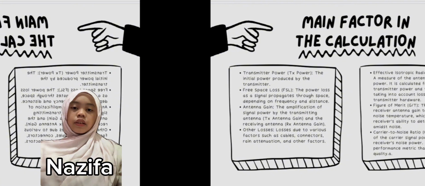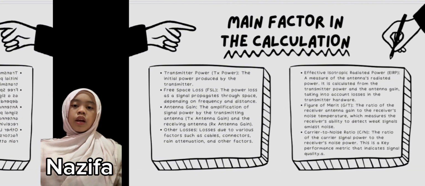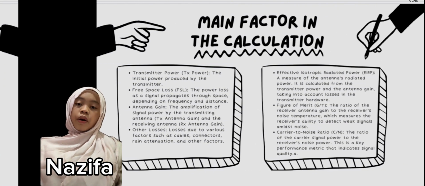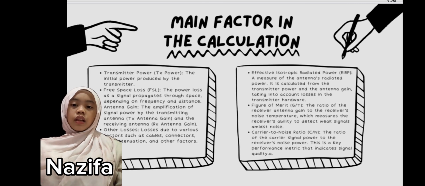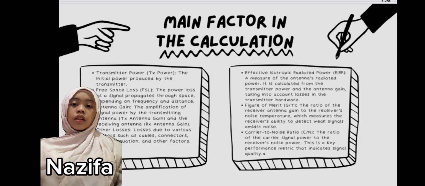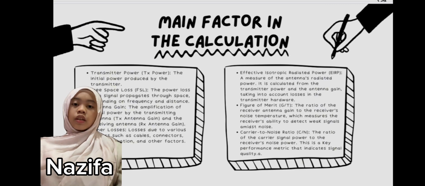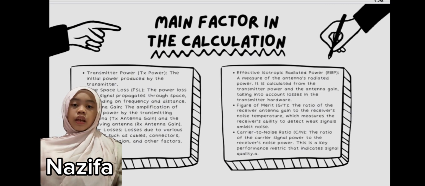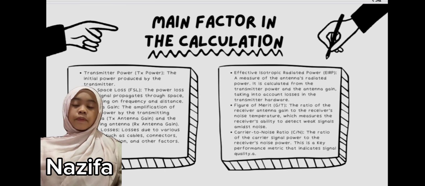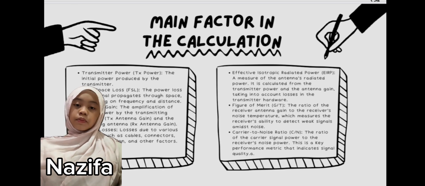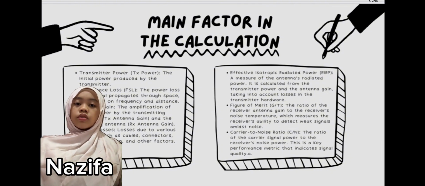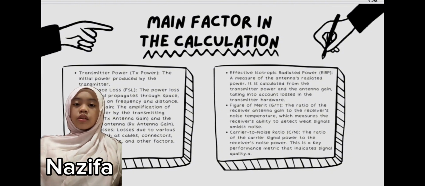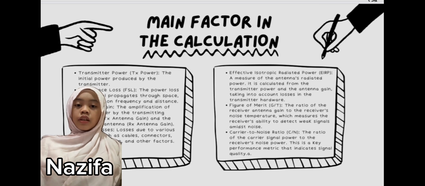To verify the receiver signal power, Rx, is greater than the receiver sensitivity, with the goal of ensuring reliable system performance. Main factors in the calculation: Number 1, transmitter power, Tx power, the initial power produced by the transmitter. Number 2, free space loss, FSL, the power loss as a signal propagates through space, depending on frequency and distance. Number 3, antenna gain, the amplification of signal power by the transmitting antenna and the receiver antenna. Number 4, other loss due to various factors such as cable, connector, rain attenuation, and other factors.